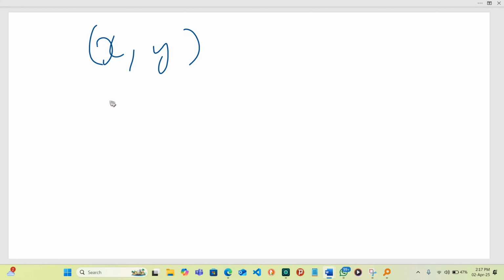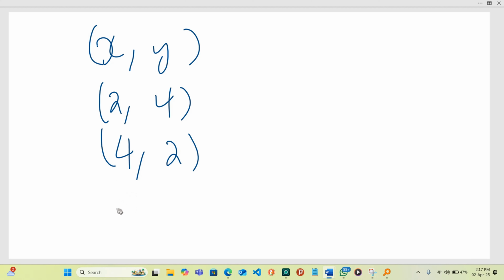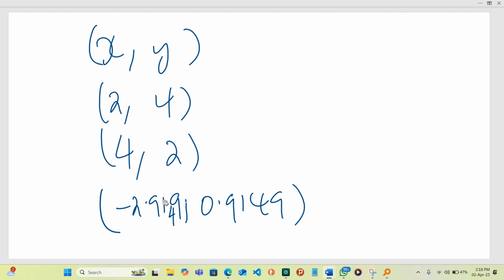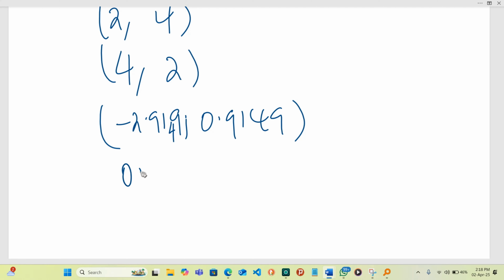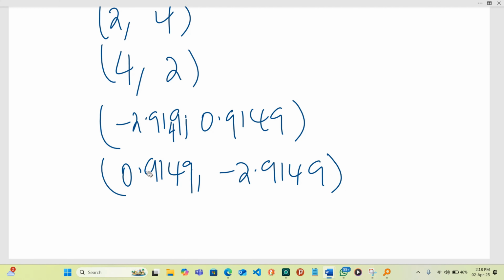So all solutions are here. We shall put them here. So when x is equal to 2, we have said y is equal to 4. And when x is equal to 4, y is equal to 2. When x is equal to negative 2.9149, then y is 0.9149. When x is 0.9149, y is negative 2.9149. So let's check our solutions.